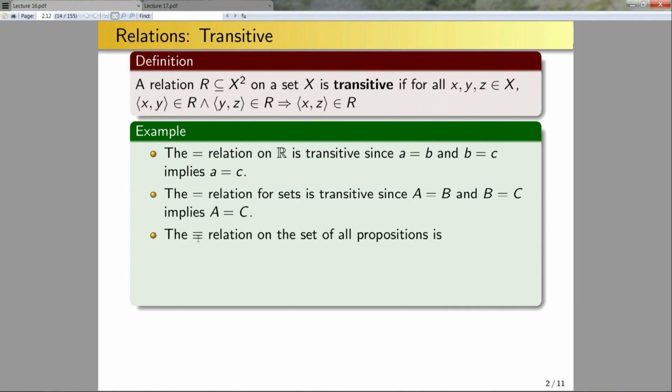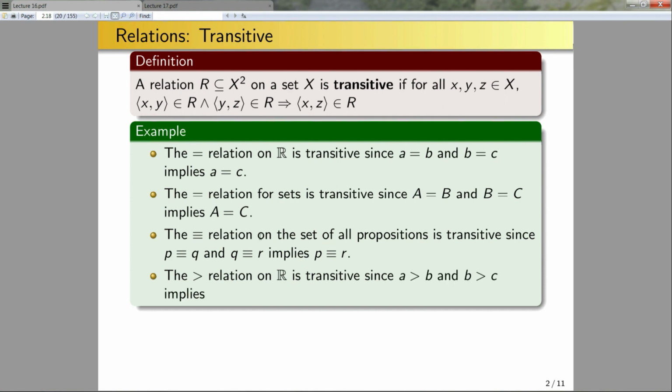Next, what about the relation equiv applied to the set of all propositions? Is this going to be transitive? Well, again, yes. If P is equivalent to Q and Q is equivalent to R, then P and R have the same truth values, therefore P is equivalent to R. One more. What about the greater than relation on R? Is this going to be transitive? Well, yeah, since if I have A is greater than B and B is greater than C, then this implies that A is greater than C.